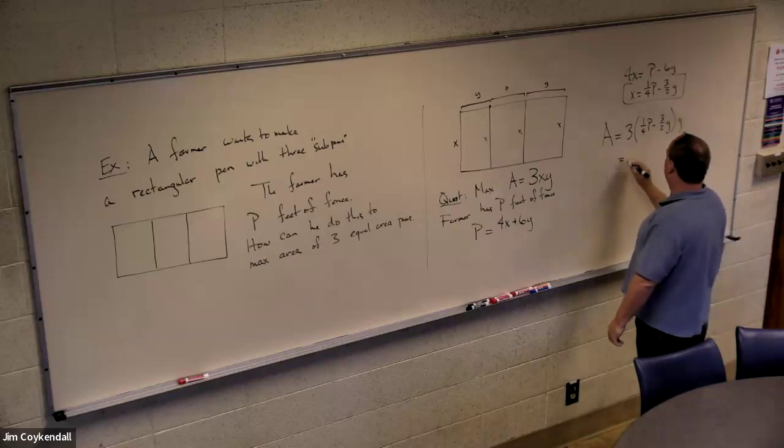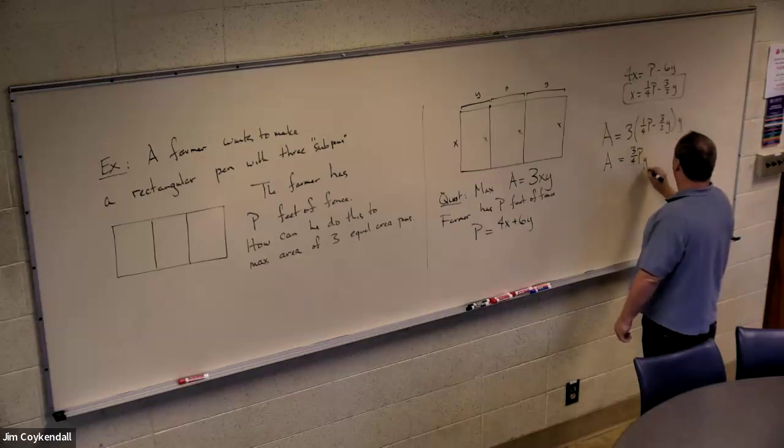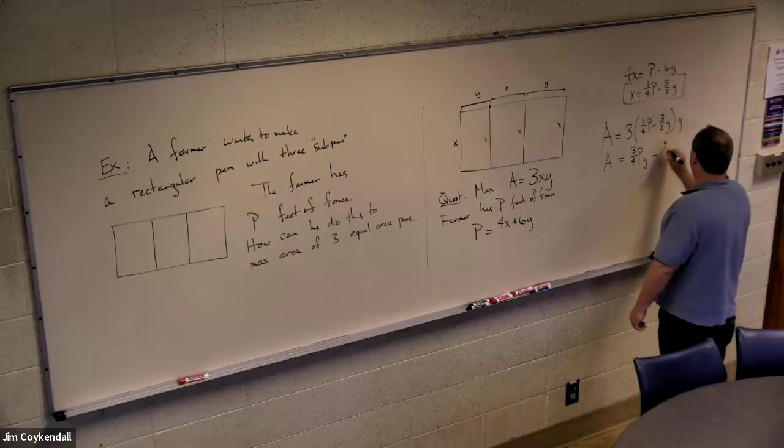So I'll write it this way. Better: A = 3/4 P y minus 9/2 y squared.